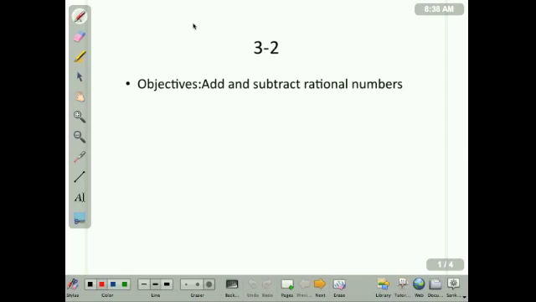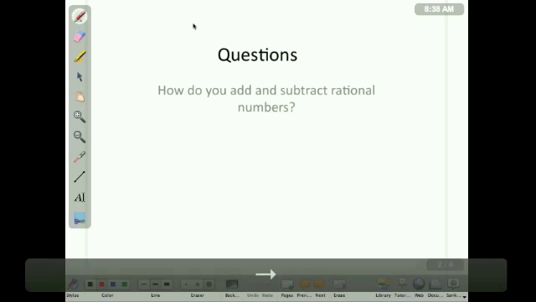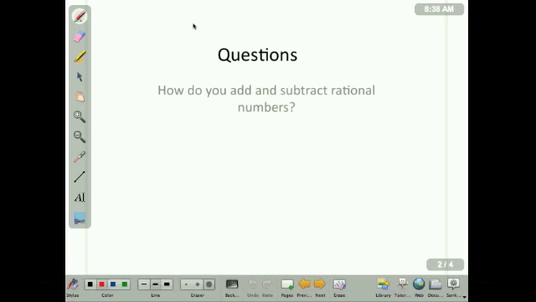In this presentation, we're going to learn how to add and subtract rational numbers. We've only got one question. How do you add or subtract rational numbers?